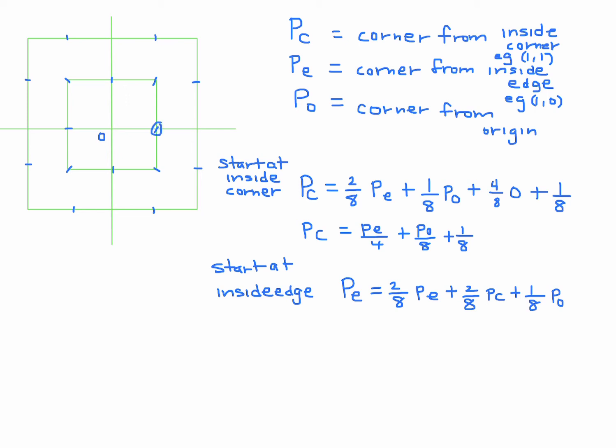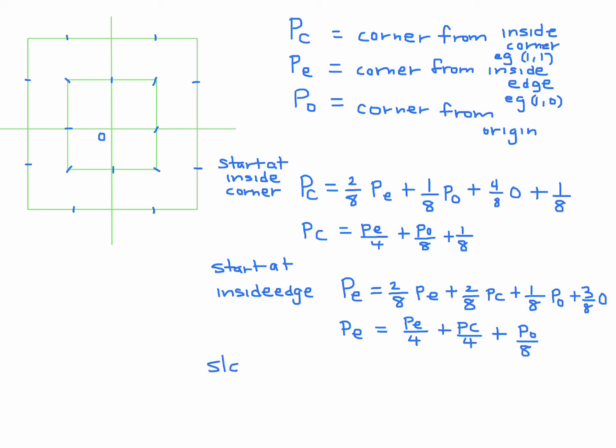And then from the inside edge, we can go to the outside edges, either here, here, or here. A 1/8 probability, 1/8 probability, 1/8 probability, so 3/8 probability. But when we get to that, that's a probability of 0 because we're not interested in that. We're only interested in getting to the corners. So we don't count those. So this in lowest terms is PE over 4 plus PC over 4 plus looks like PO over 8.